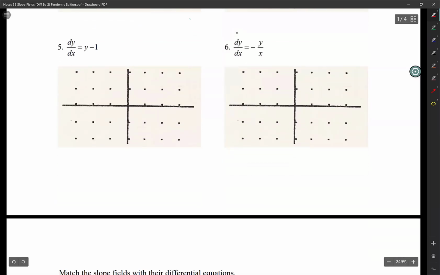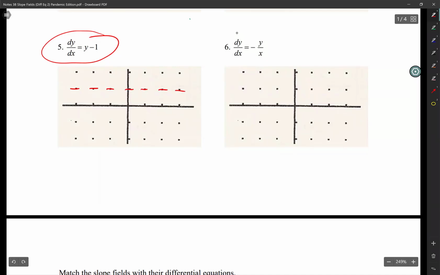All right, number 5, y - 1. I love it when it's just one variable because I can find where it equals 0 right off the bat. Where does it equal 0? Whenever the y value is 1. Where is the y value 1? At the y equals 1 line. 0, 0, 0, 0, 0, 0, 0.